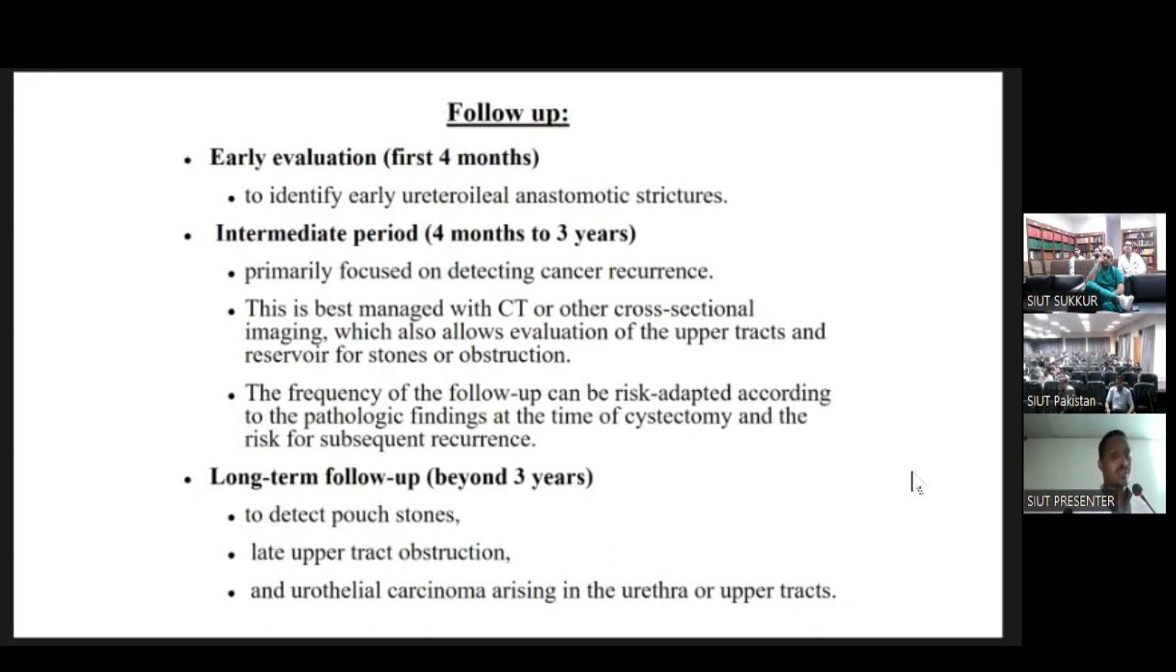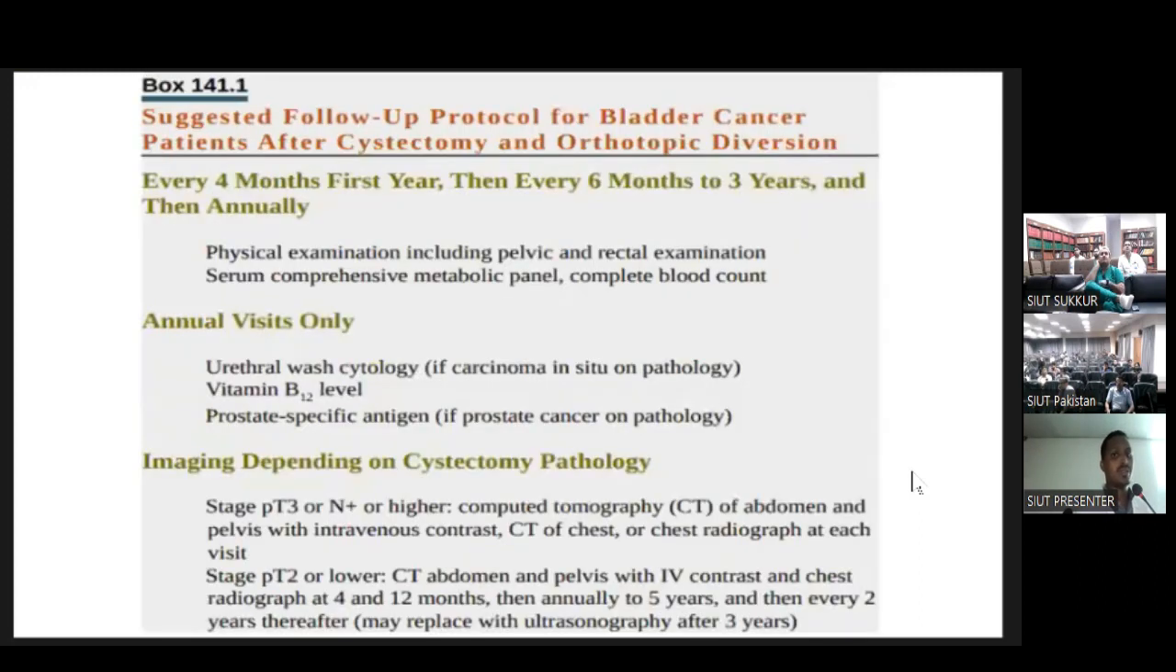Long follow-up beyond 3 years is to detect bladder stones, upper tract obstruction, and urothelial carcinoma arising from the urethra or upper tract. And this is another one, a suggested protocol for the new bladder in a bladder cancer patient after cystectomy and orthotopic diversion. Every 4th month in the first year, then every 6 months to 3 years, then annually. We have to offer physical examination, including pelvic and rectal examination, serum comprehensive metabolic panel, complete blood count, annual visit only, urethral wash cytology if carcinoma in situ, and vitamin B12 level.